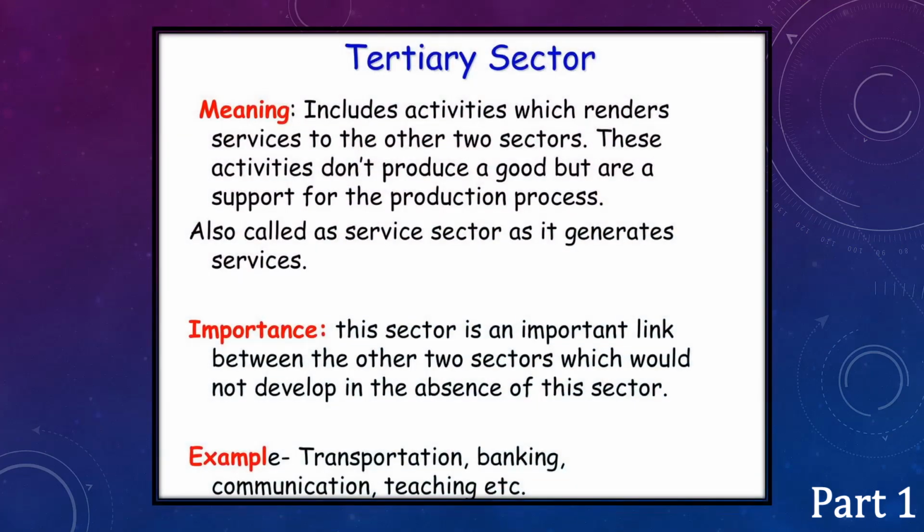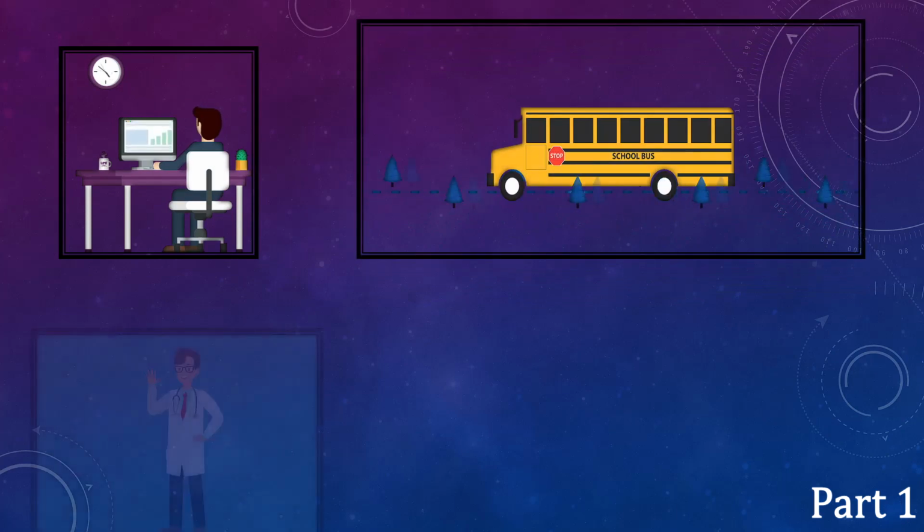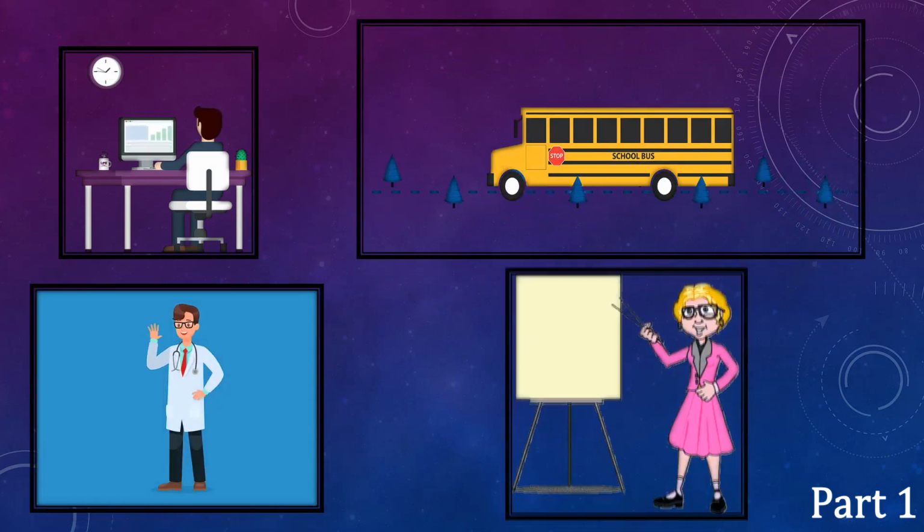Tertiary sector. The activities that help in the development of primary and secondary sectors are covered in tertiary sector. These activities do not produce a good, but they are the support for the production process. Example, transport, storage, communication, banking, etc. Since these activities generate services rather than goods, it is called service sector.